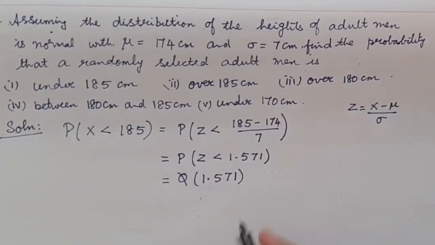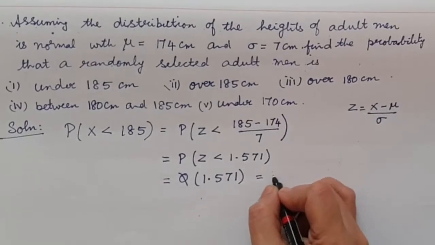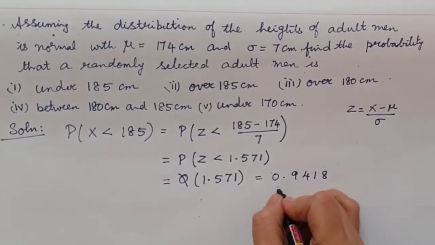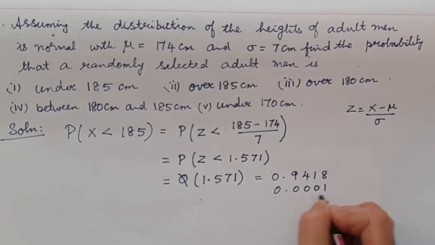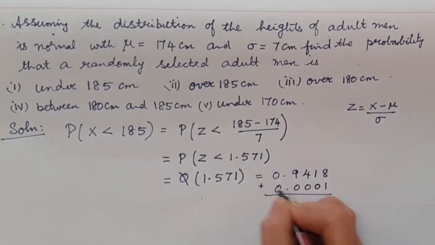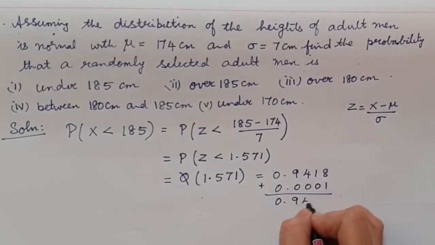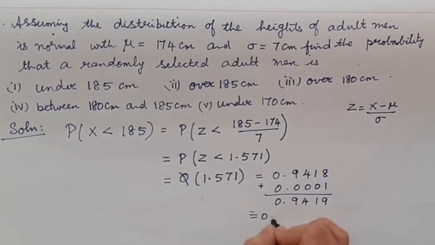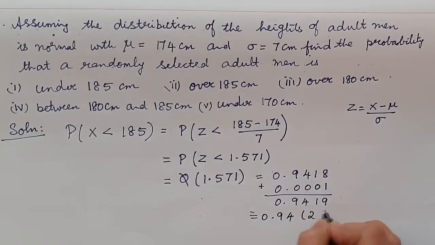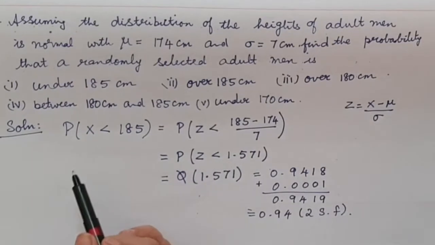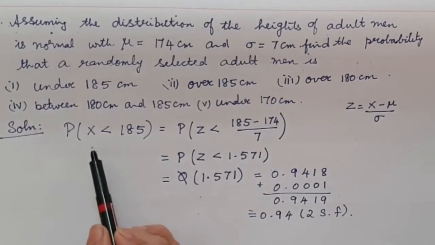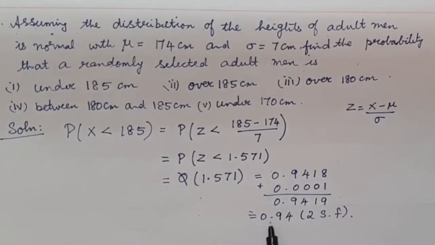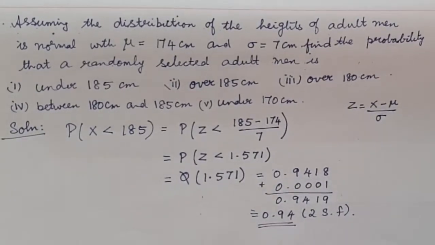So now when we add it, that is 0.9418, and the 1 we add at the end. That is, this 1 is added over here. So we get it as 0.9419. So now this one will be 0.94, correct to two significant figures. The probability that the adult man selected at random is under 185 centimeter is 0.94. So this is our answer.